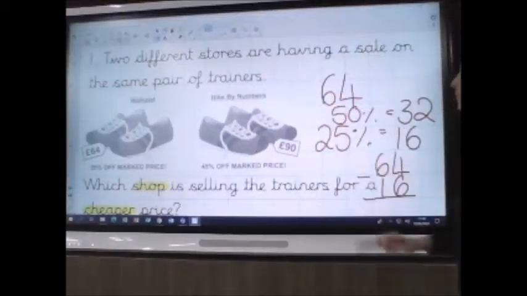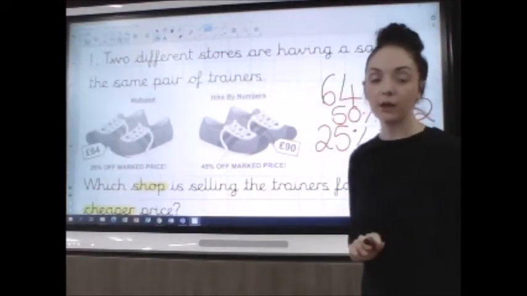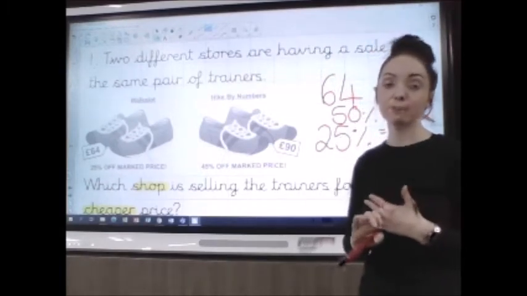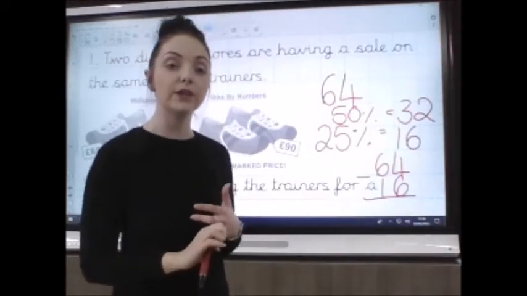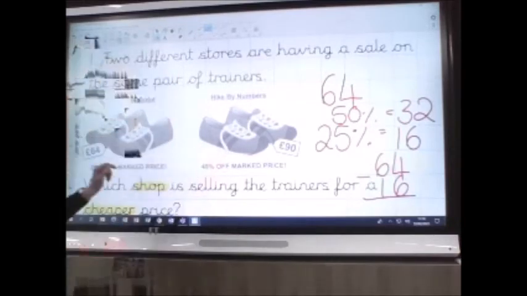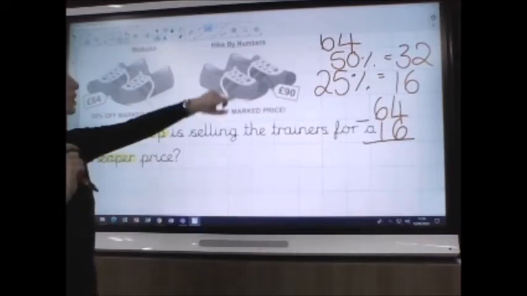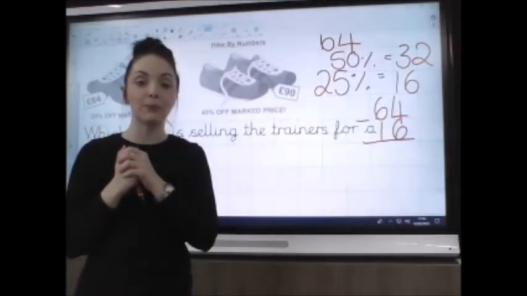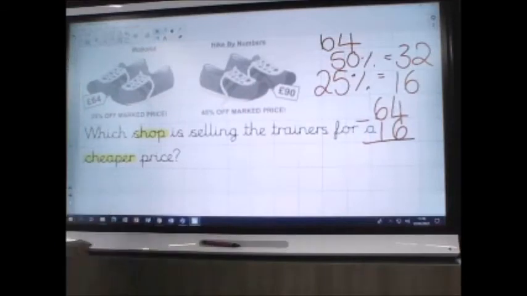Okay, so you do that. Then you need to do 45% of 90. Okay, if I was you for that one, I'd find 40%, I'd find 5%, and I'd add them together. Okay, so remember, to find 40%, you can find 10% and multiply it by 4. Okay, so you have a go at that one, and then your answer is which shop is selling the trainers. So your answer is either going to be Walk a Lot or Hike by Numbers. Okay, so you have a go and finish that question off.